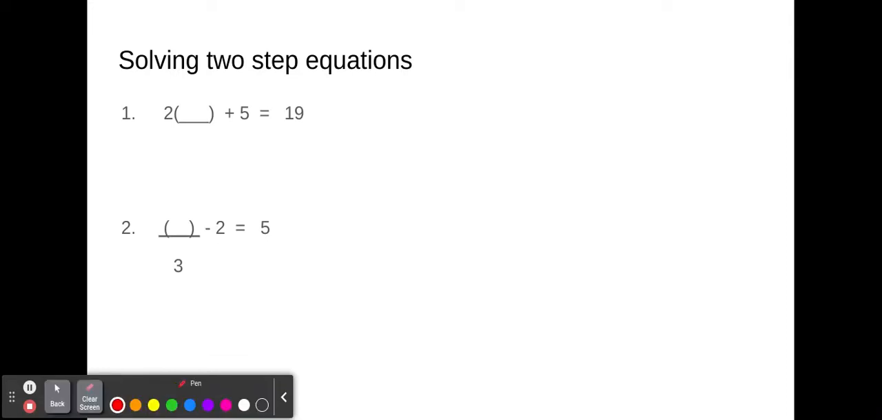So on the first one, we're taking 2 times some number, that means multiplication again, plus 5 gives us 19. So this part right here has to be 14, because that's what you would add to 5 to get to 19. So that makes this number needing to be 7. So we've kind of figured out what it's going to be. We can guess and check.